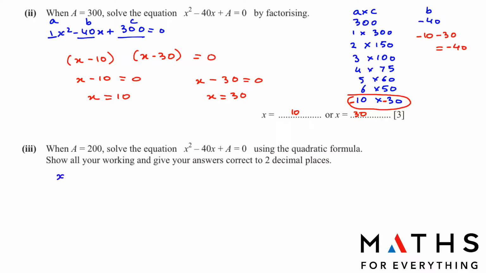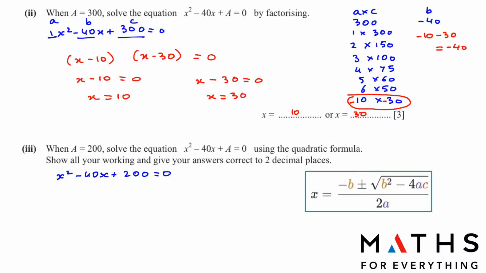So x squared minus 40x plus a, which is 200, is equal to 0. This is the formula. Please memorize it. What is our a? A is 1. What is b? Negative 40. And what is c? 200. We just have to replace it.